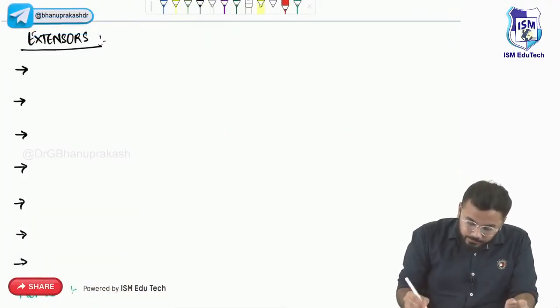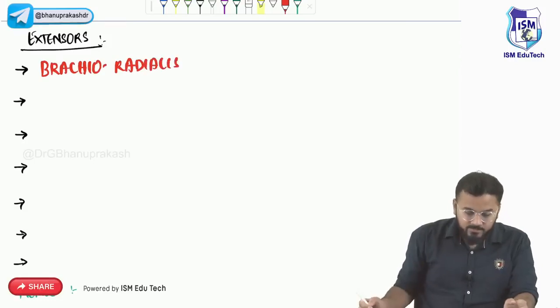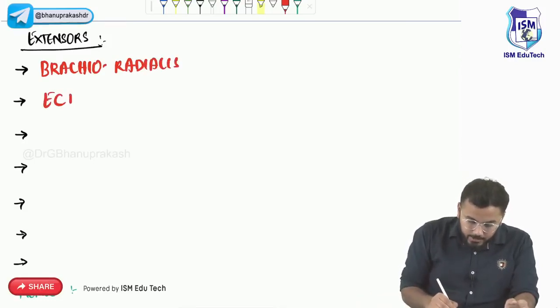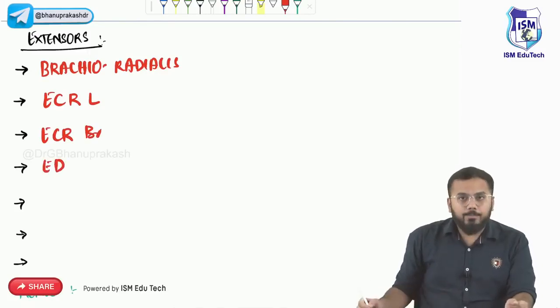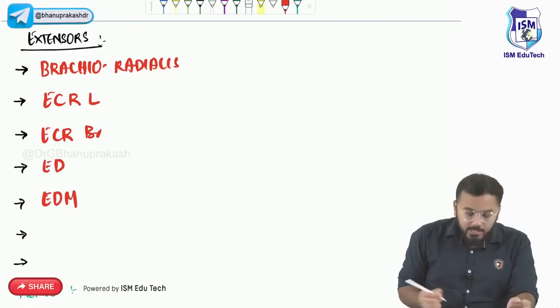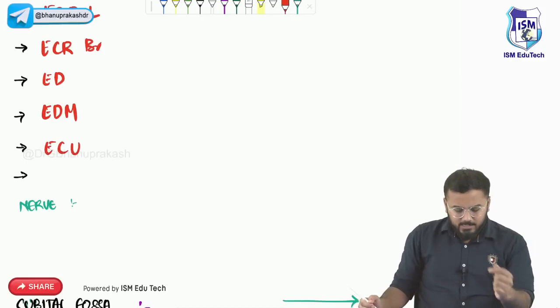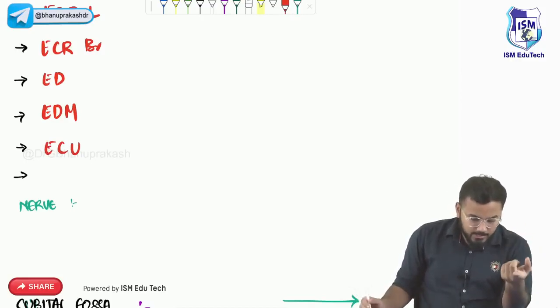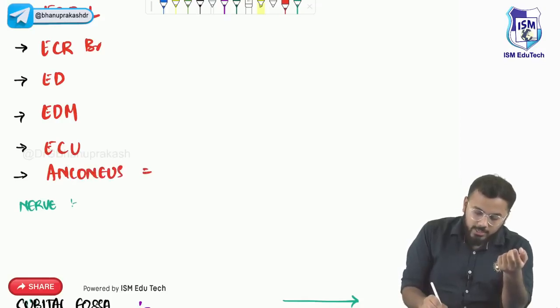Clear, everyone? Let us write down all of them now. The first muscle, brachium to radius, brachioradialis. Next, extensor carpi radialis longus. Extensor carpi radialis brevis. Extensor digitorum. Extensor digiti minimi. We have also discussed extensor carpi ulnaris. And there is one last muscle, called anconeus. Anconeus, which is also called the screwing muscle.